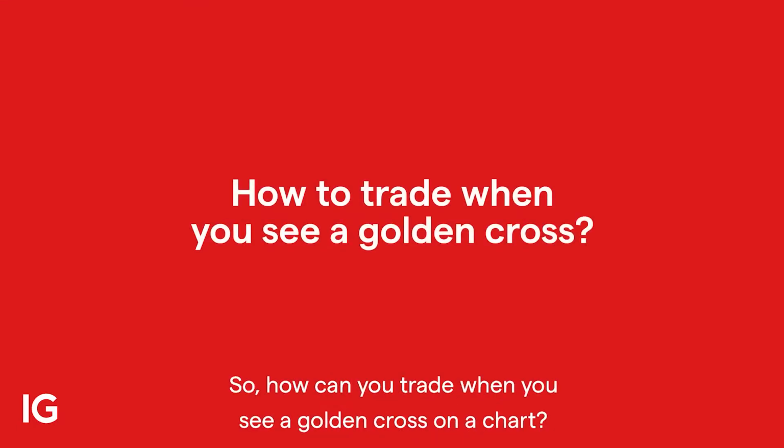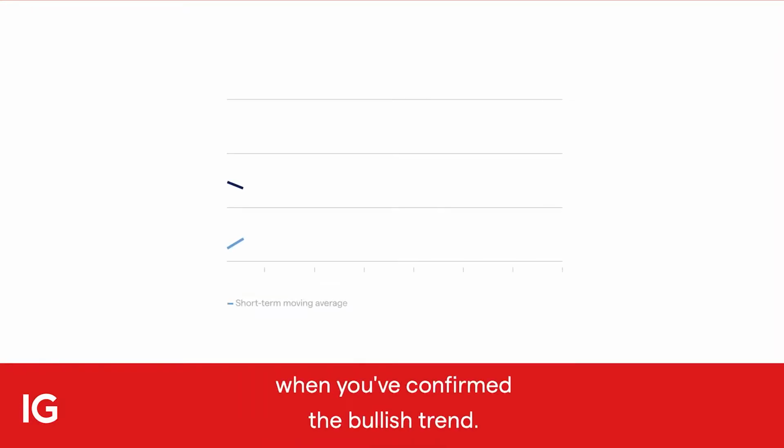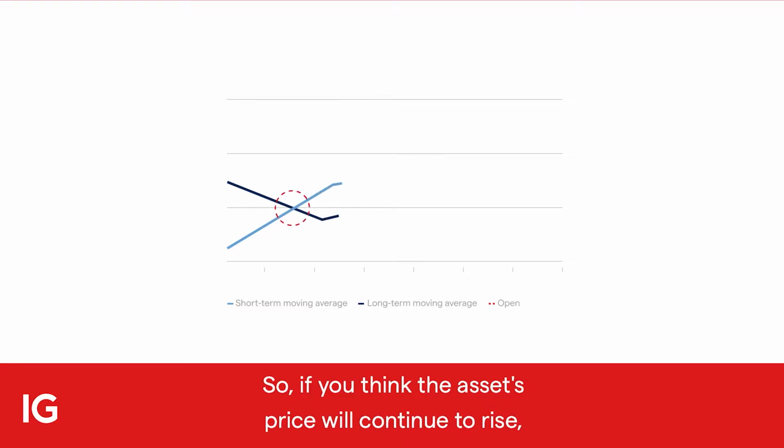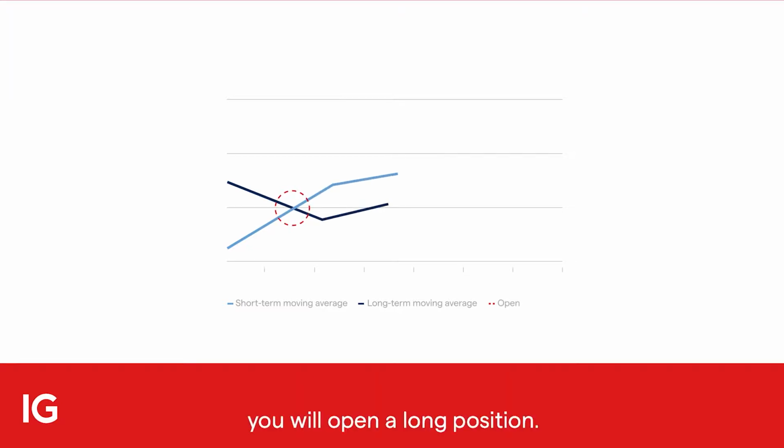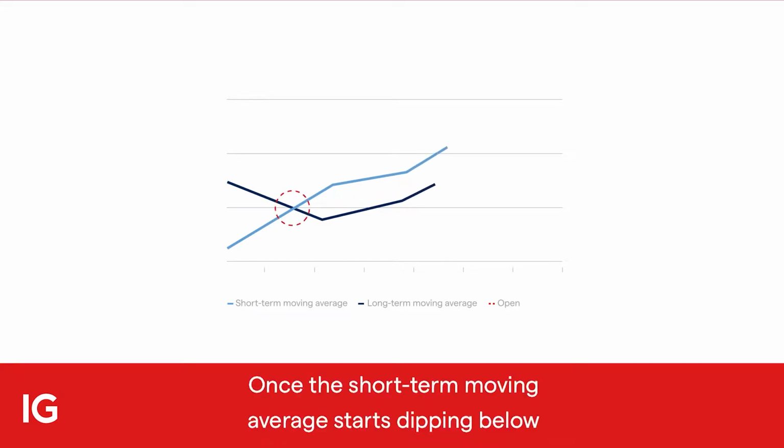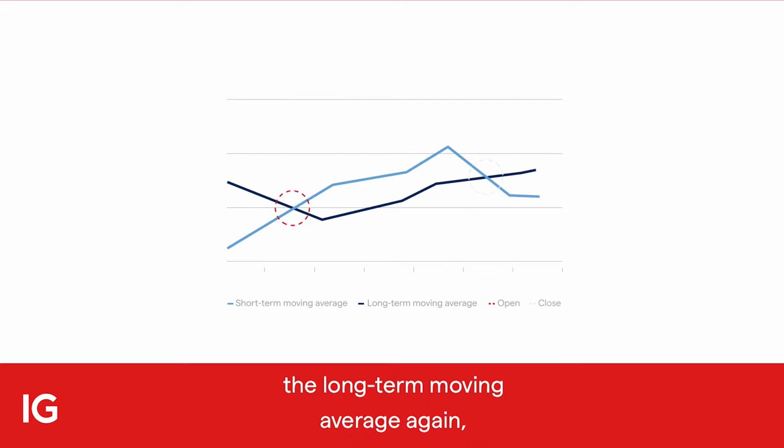So how can you trade when you see a golden cross on a chart? Typically, you would enter a trade when you've confirmed the bullish trend, so if you think the asset's price will continue to rise, you'll open a long position. Once the short-term moving average starts dipping below the long-term moving average again, you may want to exit the trade.